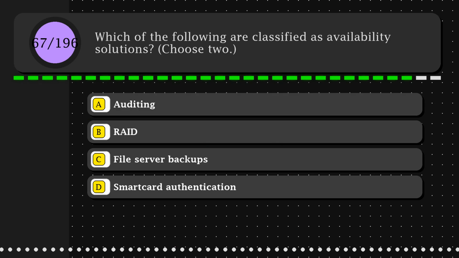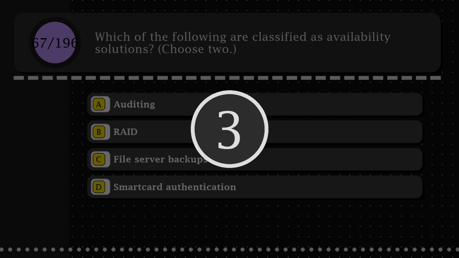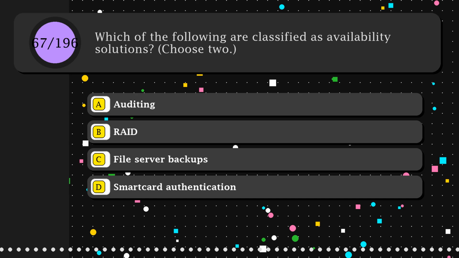Question 67. Which of the following are classified as availability solutions? Choose 2. Option A, auditing. Option B, RAID. Option C, file server backups. Option D, smart card authentication. The correct answer is option B, C.